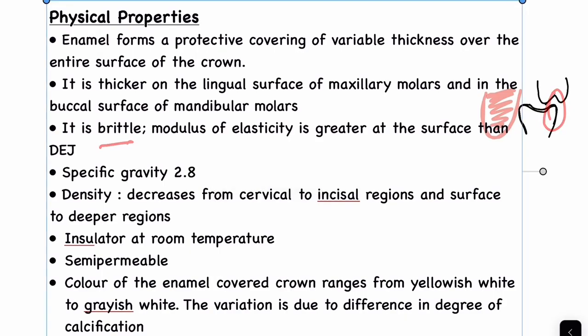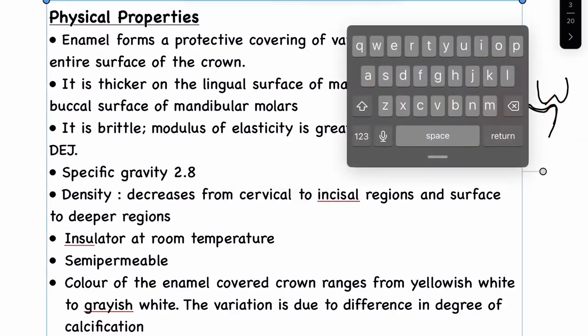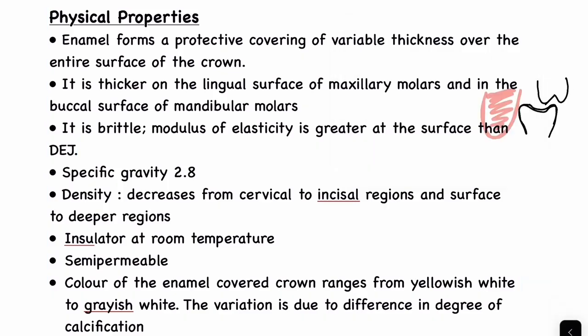It is brittle in nature and the modulus of elasticity is greater at the surface than the dentinoenamel junction. So it is just a property that it is brittle in nature, so it can be broken into pieces easily. Not easily, but it breaks down into pieces. And modulus of elasticity is greater at the surface than dentinoenamel junction, so it is more rigid on the surface. Dentinoenamel junction is where the enamel meets the dentine.